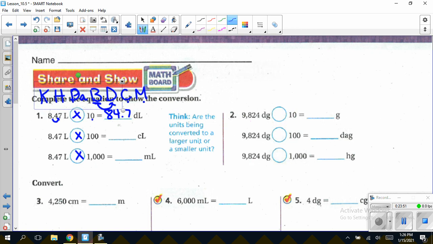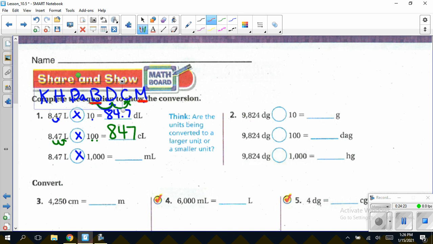Next, from the liters, again, the base, to the centiliters, I am swooping 2 place values to the right. So that is why we are multiplying by 100 with the 2 zeros. So from the decimal, 1, 2 to the right does give me 847 centiliters.